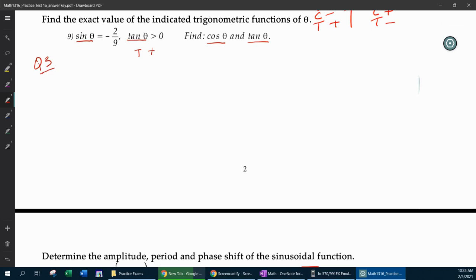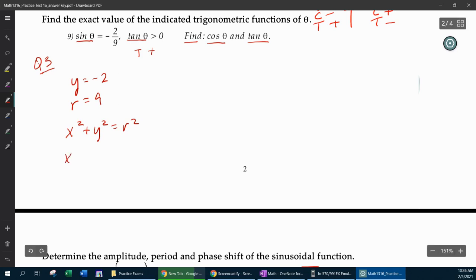Now, let's figure this out. We need to find cosine and tangent. We know that sine theta is y over r. So here we can see that y is -2 and r is 9. What we need to find is x. So we're going to use the Pythagorean Theorem. x squared plus y squared equals r squared. Plugging in for y and r is going to give us x squared plus (-2) squared equals 9 squared.